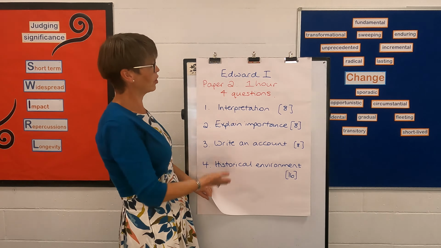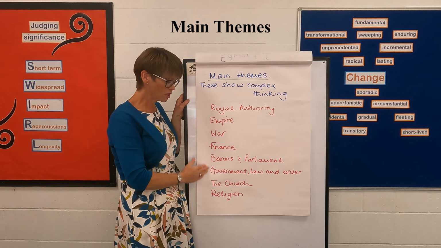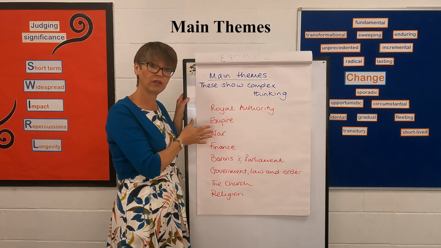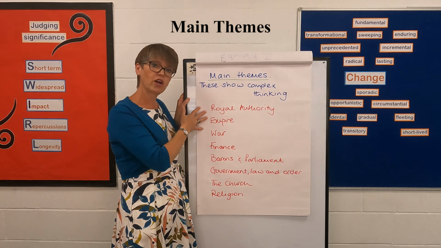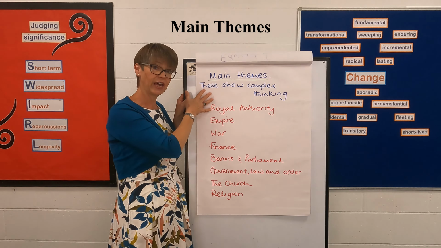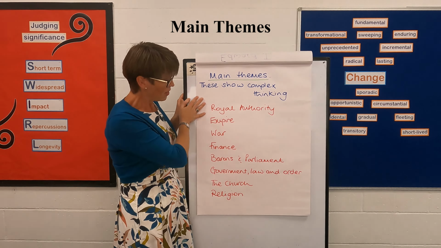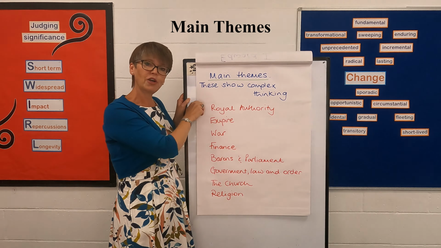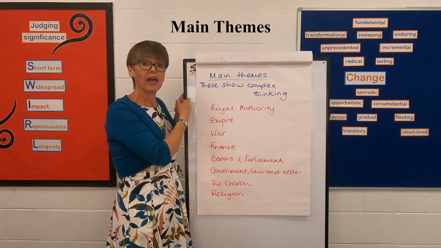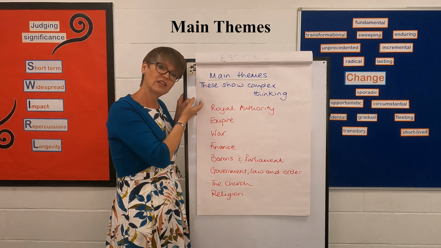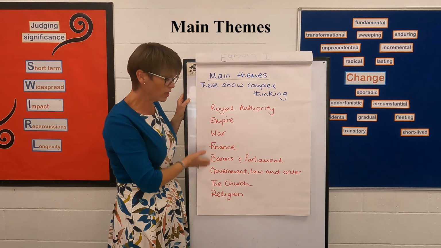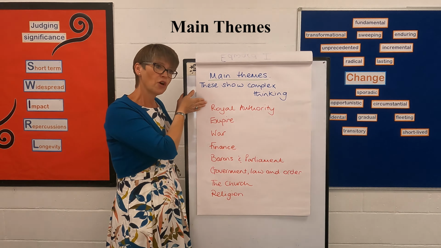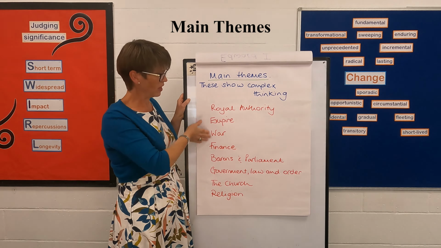But before that, I want to cover the main themes. We've talked about these themes for the Edward module in your lessons. They are critical if you are going to hit the complex thinking that the top marks require. These are those preoccupations that Edward had in his reign. It's the reason we study Edward, because it's such a turning point in English history. And these really are the reasons, because so much happened within these different themes.